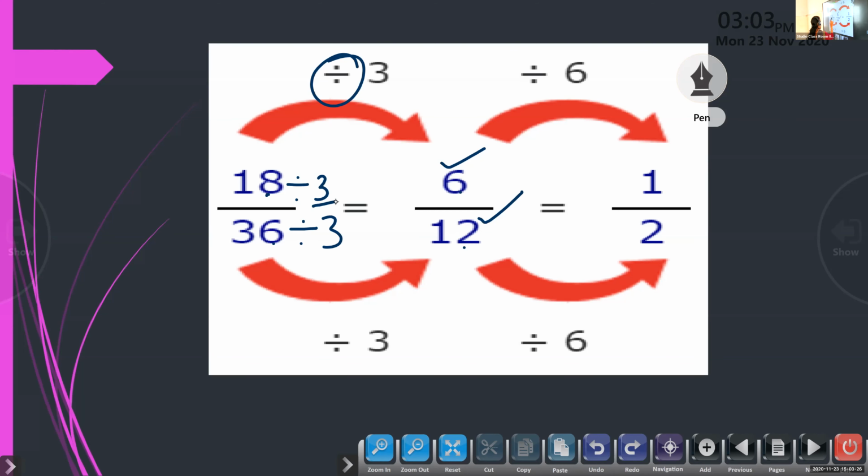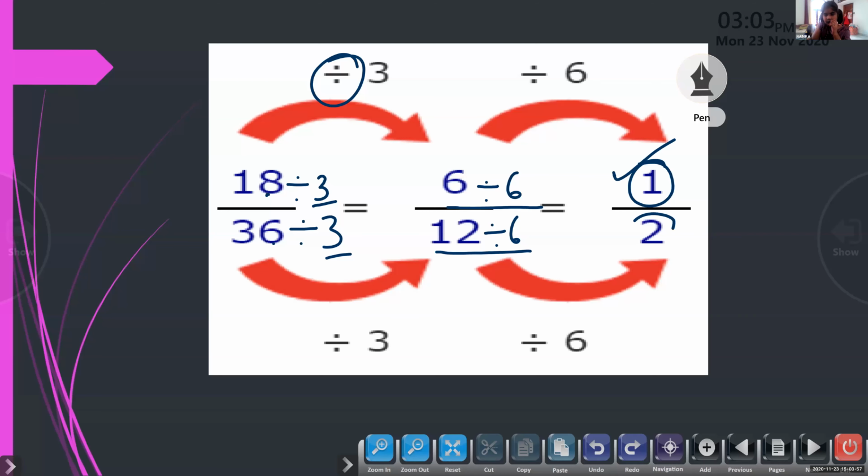Divide both numerator and denominator by the same number. Understood? Again, from this 6 by 12, children, I am going to divide it again. 6 divided by 6. Nainiga, please unmute and say, what is 6 divided by 6? 6 divided by 6 is equal to 1. Very good. So we will get 1. 6 divided by 6 is 1. So that is correct. Now 12 divided by 6? 12 divided by 6 is 2.